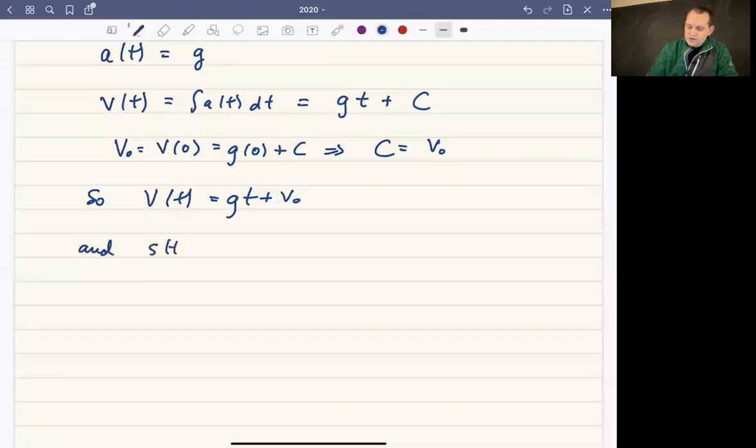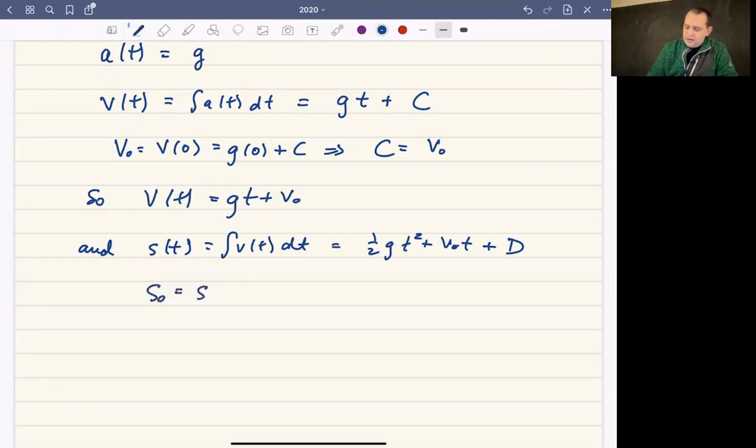And if we do this one more time, the position function, which we'll call s, is going to be the antiderivative of the velocity function. And if we anti-differentiate the velocity, we'll end up with 1/2 gt squared plus v naught t plus another constant. It turns out that since these are all polynomials, the constants are just the values at 0. And therefore, if we call s naught s of 0, plugging in 0 to what we have for our equation, we'll end up with just d.